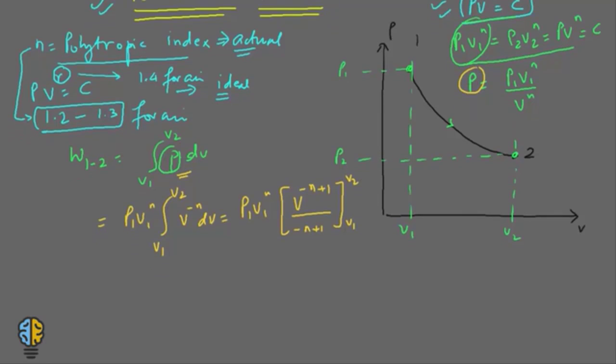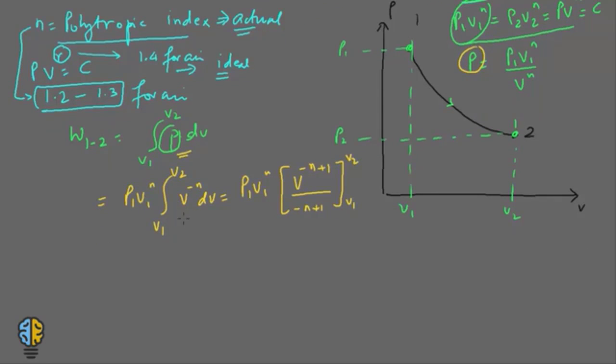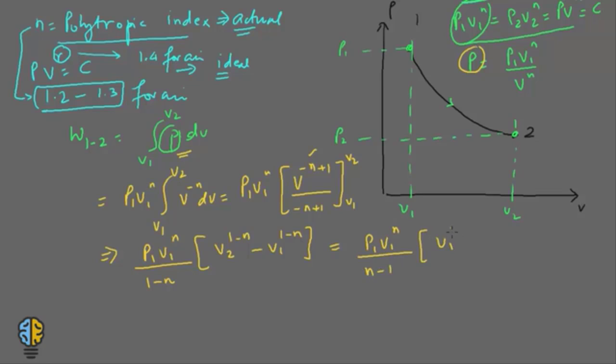So the mathematical expression will come out to be similar. In place of gamma you would have n in this case. If you again manipulate it, this will become P1 V1 to the power n upon 1 minus n into (V2 to the power 1 minus n minus V1 to the power 1 minus n). Let's take the negative sign outside and we'll get P1 V1 to the power n by n minus 1 into (V1 minus V2).